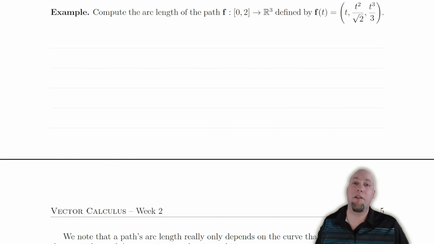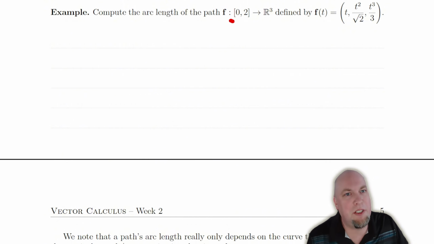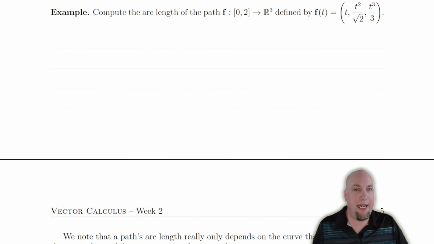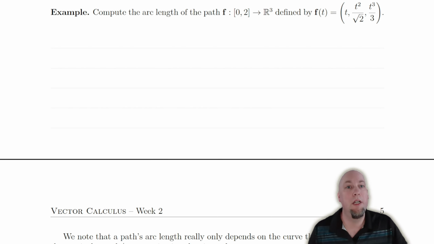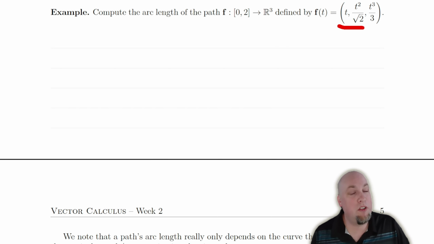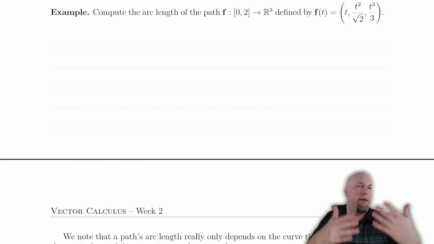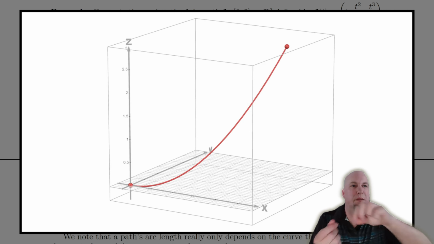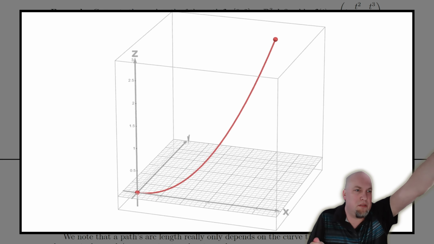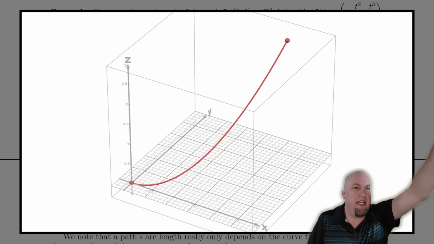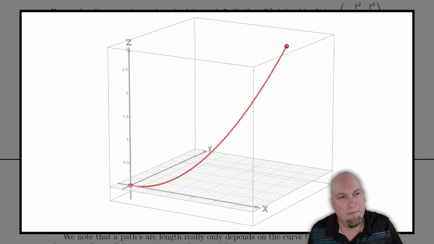Okay, so let's compute the arc length of the path. This time it's going from 0 to R3, so the t values are going from 0 to 2, so that's where we're going to be integrating from 0 to 2. But the output this time is in three-dimensional space. And this curve, you don't need to know this, but the curve looks something like this. It's a piece of string floating in three-dimensional space. We want to know how long that piece of string is.